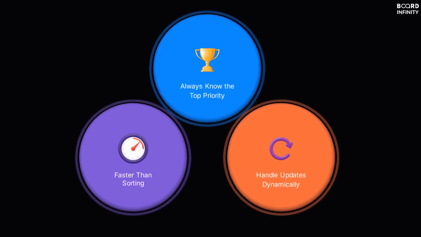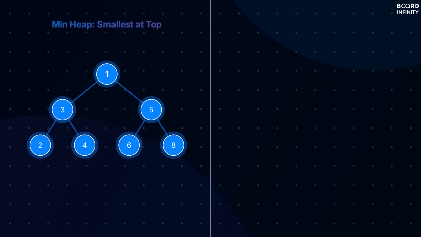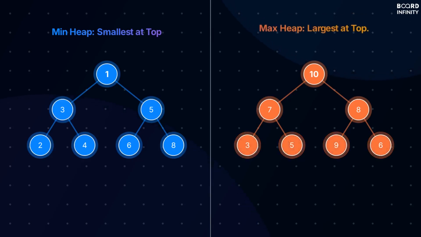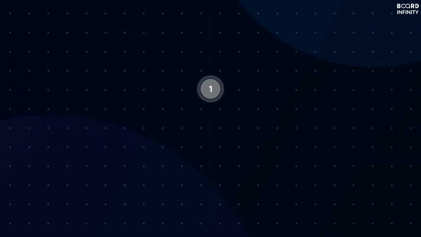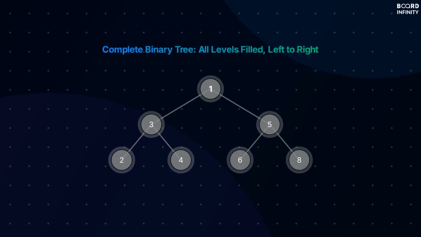These are the core advantages we've explored. A heap is a complete binary tree with a simple rule. Every parent is either larger or smaller than its children, depending on whether you're using a max heap or a min heap. In a max heap, the largest element is always at the root. In a min heap, the smallest element is always at the root. What makes a heap unique is its foundation as a complete binary tree, meaning all its levels are filled from left to right, ensuring a predictable and compact structure.